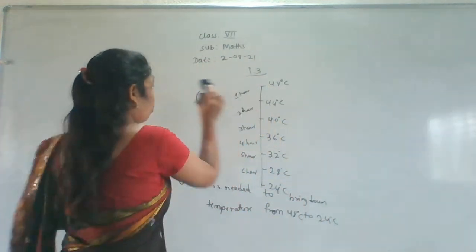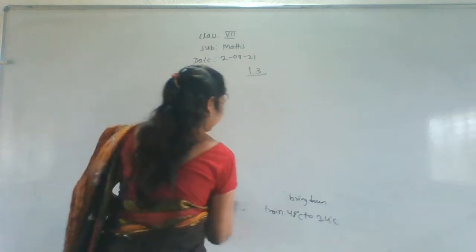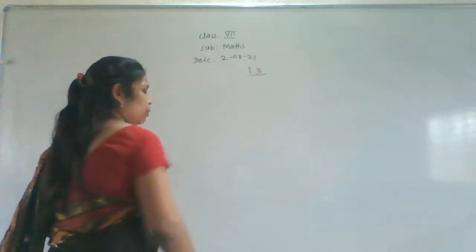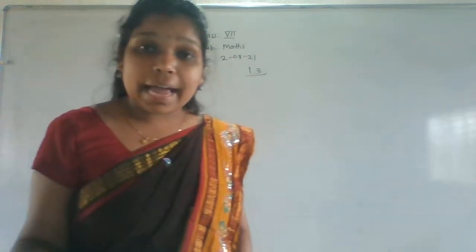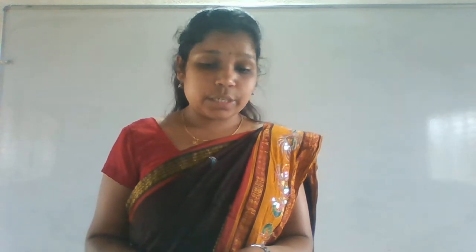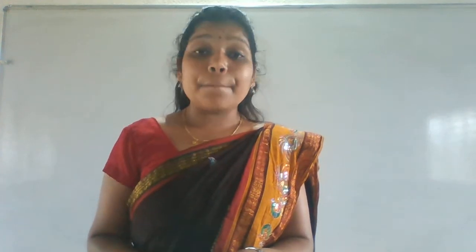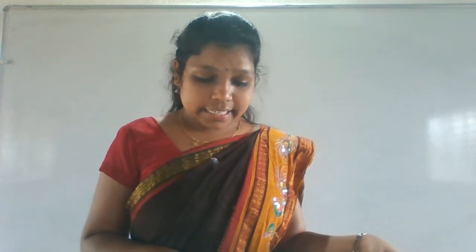So what do we have to do here? She wants to give money back to her brother, and for how many days? For 6 days she wants to give, right? So how much money is she giving per day? You have to mention the per day amount. That is what they are telling here.